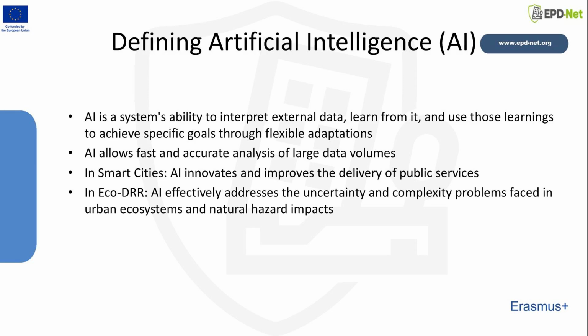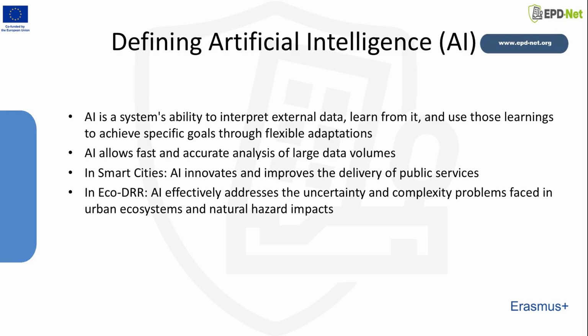What exactly is artificial intelligence in this context? We define AI as a system's ability to interpret external data correctly, to learn from such data, and crucially, to use those learnings to achieve specific goals and tasks through flexible adaptations. This capability is what makes AI so disruptive.